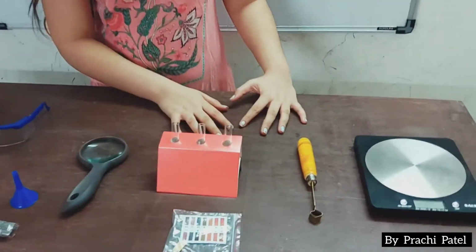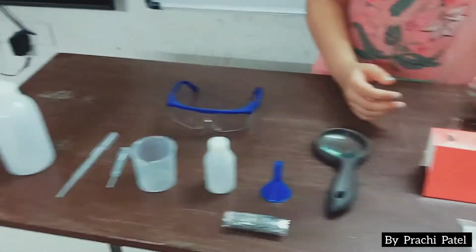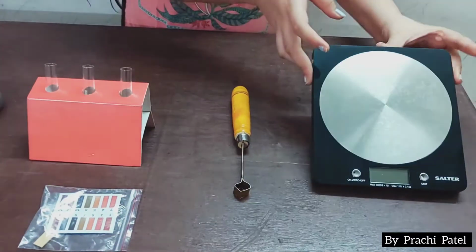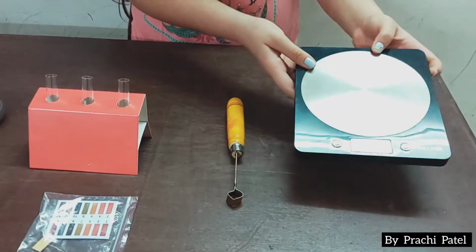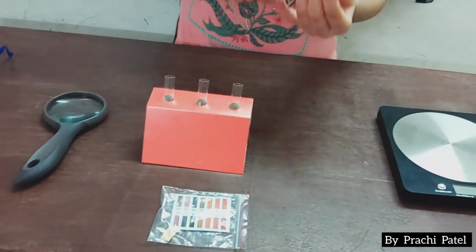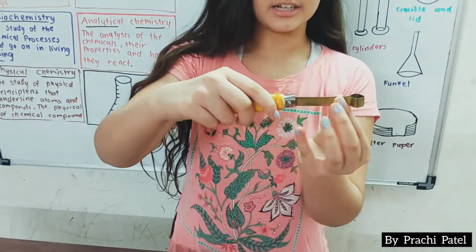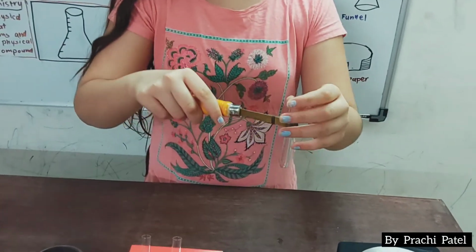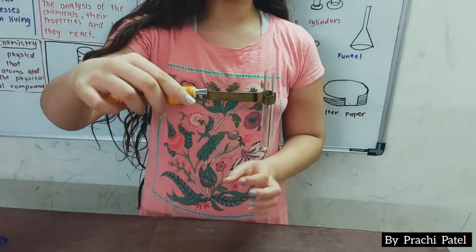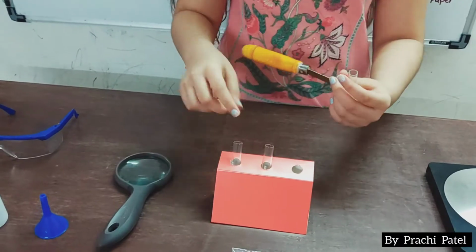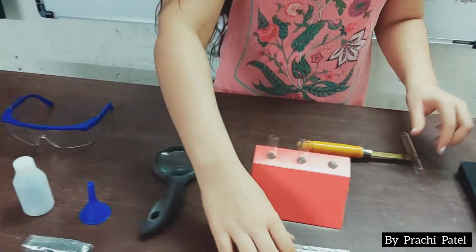Now let me show you some tools that I have available in my chemistry lab. So this is the weight scale. Then we have a test tube holder. It works like this: we can adjust its size, and I can also show you a test tube like this. We can hold it. If the test tube is hot, we can hold it like this. Then we have test tube holders and some test tubes.